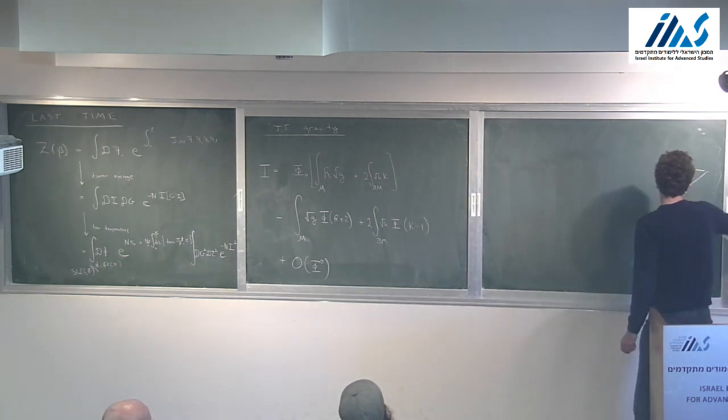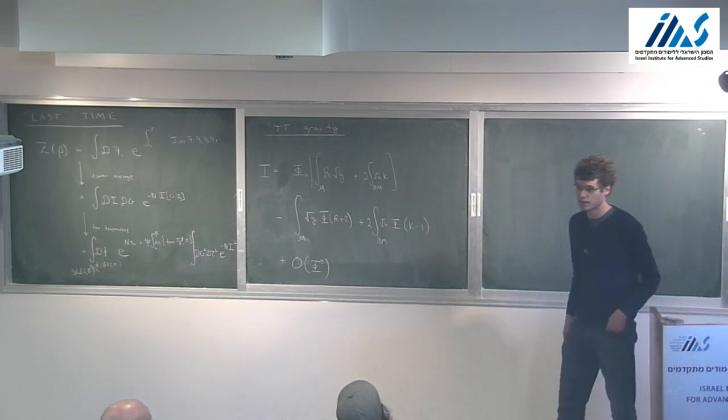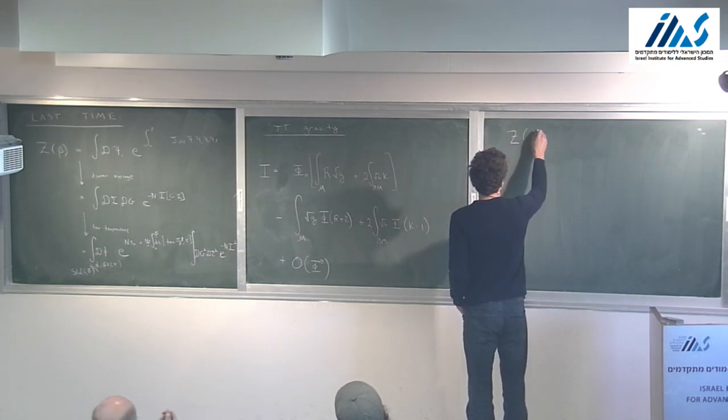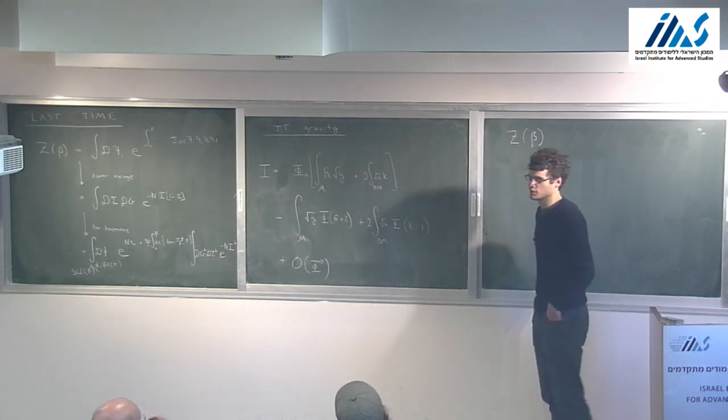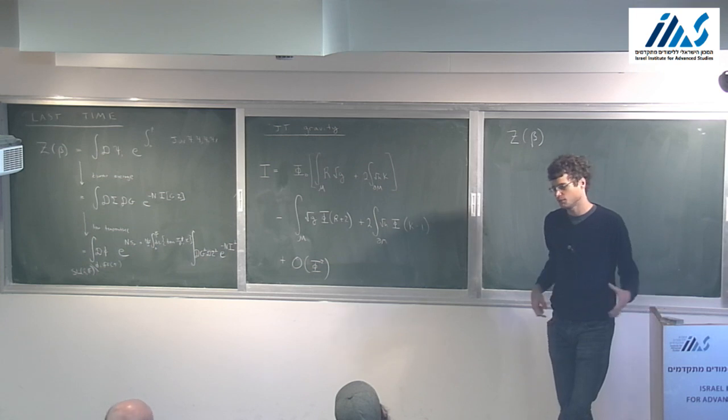So it's helpful to have an example of something to calculate in the context of ADS-CFT in mind. A good thing to imagine calculating is the thermal partition function, Z of beta. So this is a problem in Euclidean 2-dimensional gravity. And Z of beta is a particular problem in 2-dimensional gravity with some boundary conditions that are related to beta.